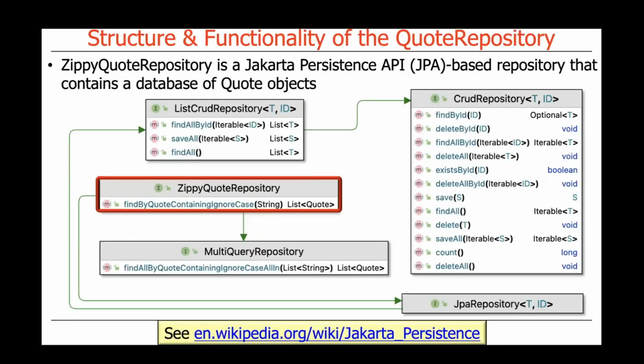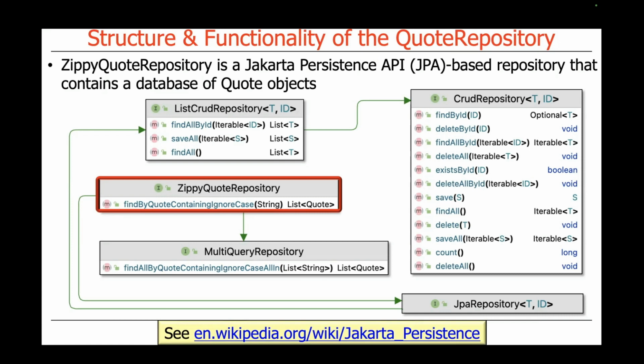And we're going to make this thing that's called the Zippy Quote Repository. And this is the JPA-based repository that will contain a database of quote objects containing Zippy quotes. And this diagram gives you a sense of the different pieces that are involved here.